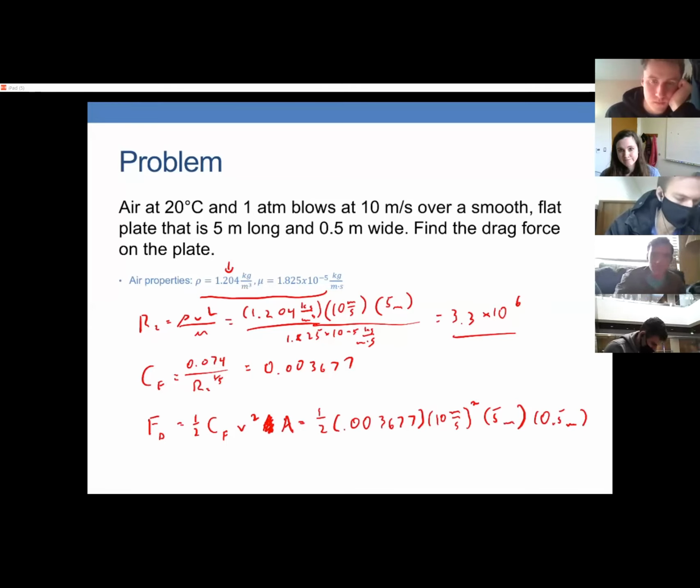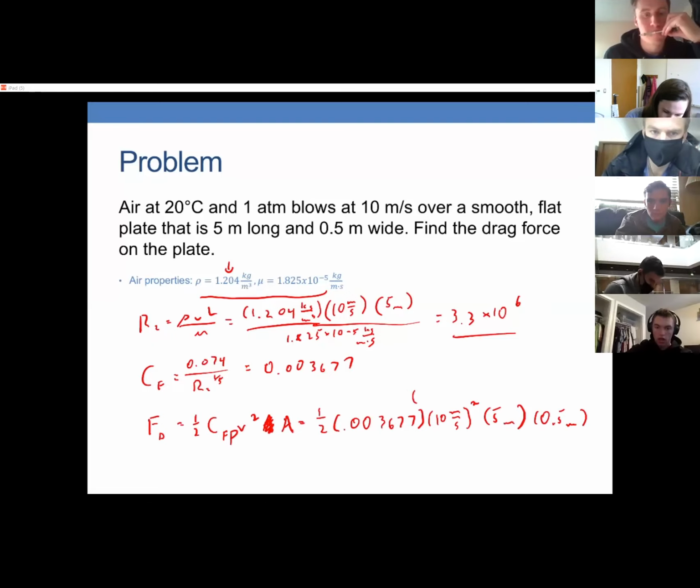Does drag force not also include density? It does. You are correct. That would be 1.204 kilograms per meter cubed. Right there.